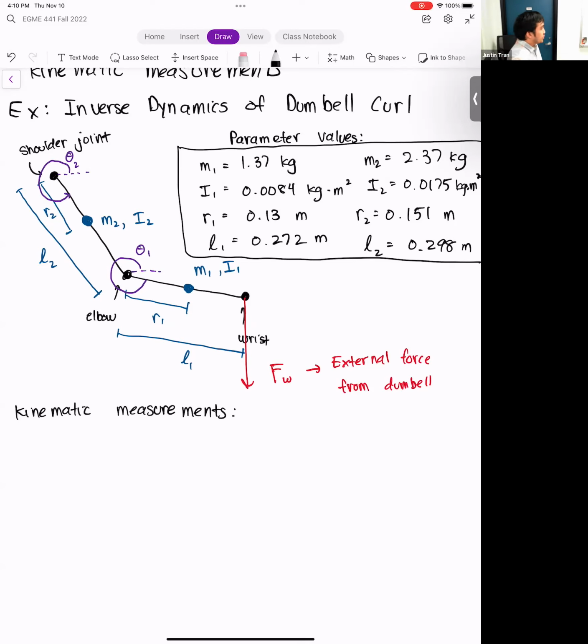Right. In addition to all those parameter values, for this one we're going to assume that we have motion capture data. Okay? And so we're going to have values for all of the joint angles, the joint angular velocities, and the joint angular accelerations as well. Okay. Just to give you an idea, we're not going to plug in every single value because it's going to be a little bit too tedious. But this is just to give you a sense of what the data would look like if you were to have the kinematic data. Okay.